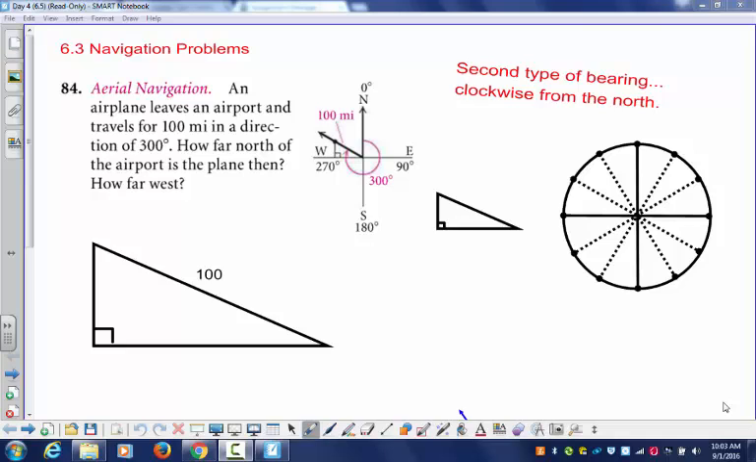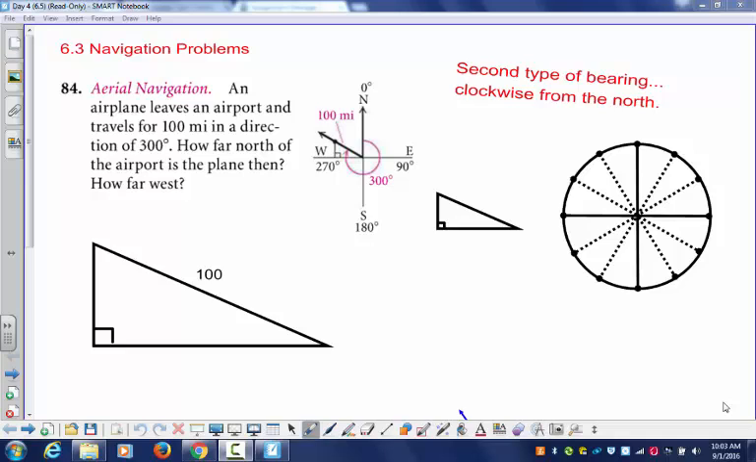So let's talk about this. I wanted to point this one out because this uses a second type of bearing. The bearing that we saw first looks something like this. You would do that or that, something like that. You would first go south or go north, and then from there you would either go east or west. So that's the first type of bearing.